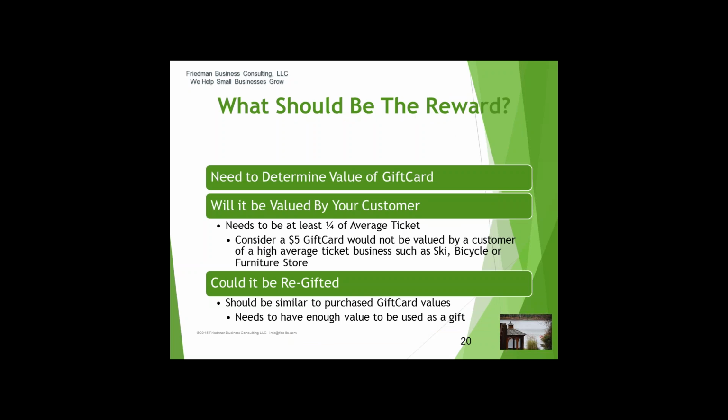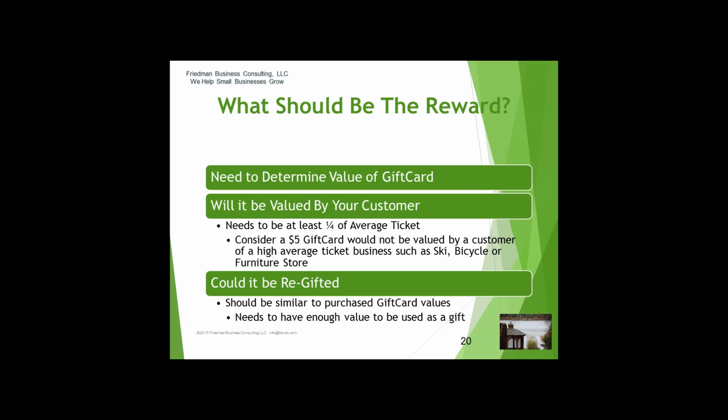I teach that it needs to be at least a quarter of your average ticket value. So if you have a $35 average ticket, you want to have a $10 gift card. Consider that if you're a very high average ticket business, like a ski, bicycle, or furniture store, and you gave away a $5 gift card, what would that do? It wouldn't even pay for the tax on most tickets.